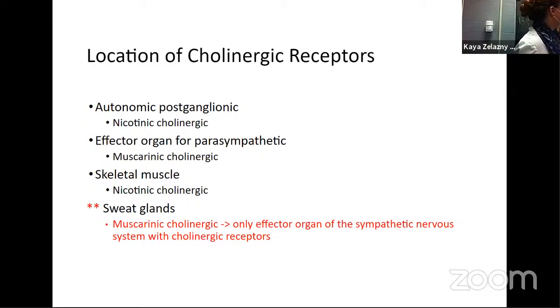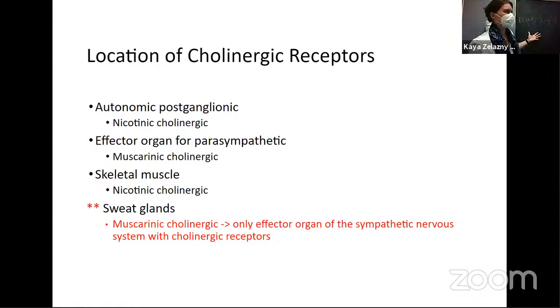The exception to all of this stuff is that our sympathetic effector organs pretty much always have adrenergic receptors, except sweat glands. So sweat glands are the only part of the effector organs for the sympathetic nervous system where you would see a cholinergic receptor. Specifically, they'd be muscarinic cholinergic.